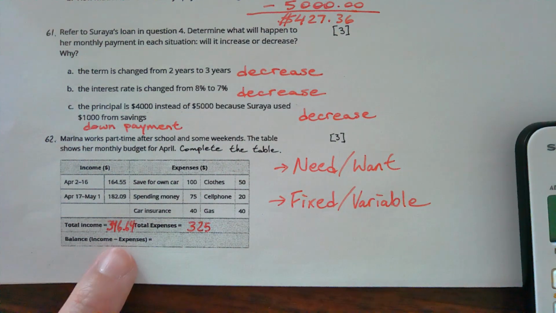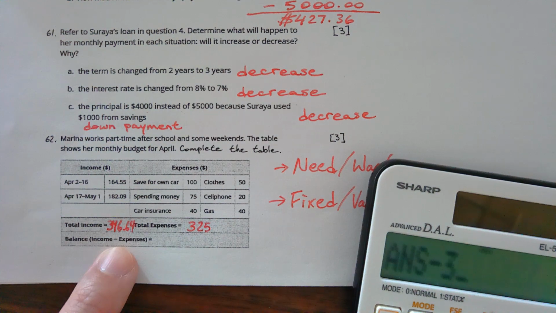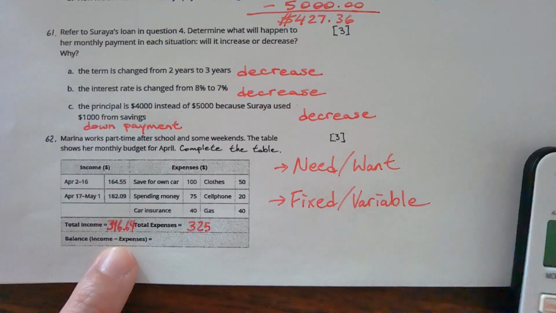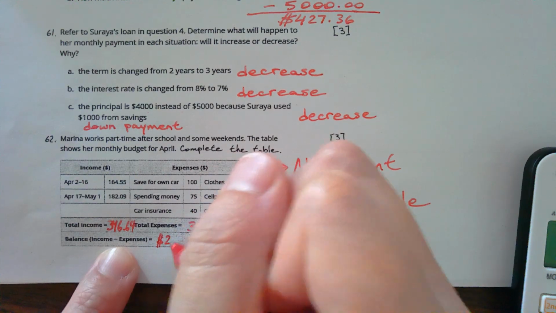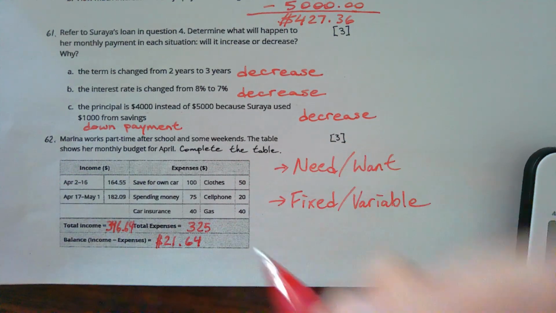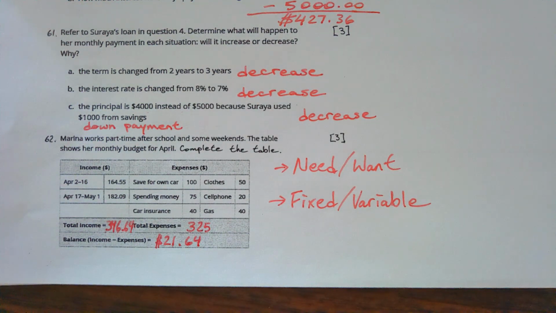So income minus expense. Okay, you have $21.64 left. Is this a good budget? Okay, they have money left, so technically they have an extra $20 in spending money. But in the long run, not very good. If it was negative, what do we call that again? A deficit. Good. All right, so there you go. We finished the whole exam review package.